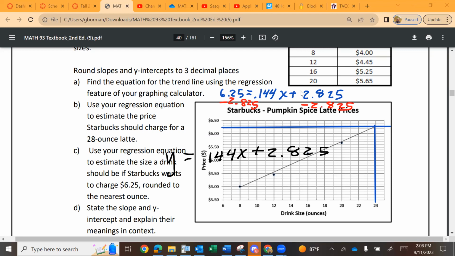Okay. And then, you know what? I'm just going to do that on my little handheld here instead of flipping back and forth. 825. Okay, so that's going to give me... there it is. 3.425 on the left equals 0.144x. All right, and now I'm ready to divide by 0.144.